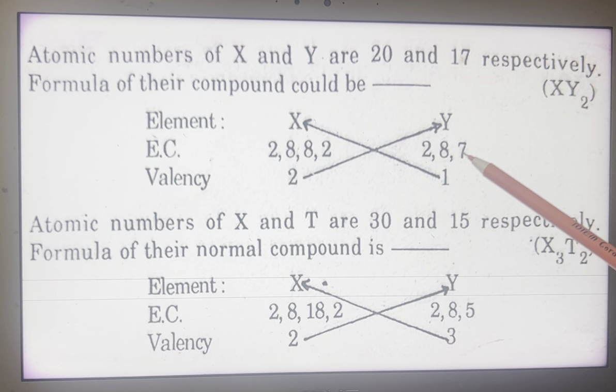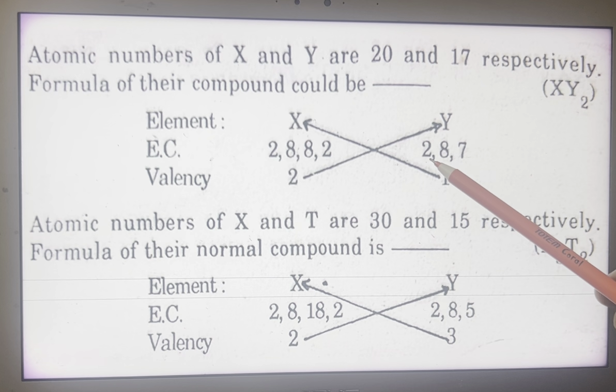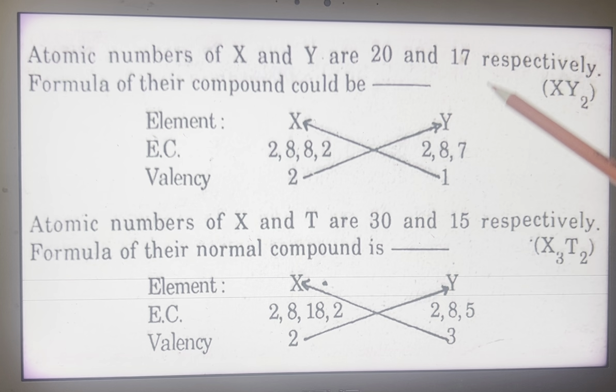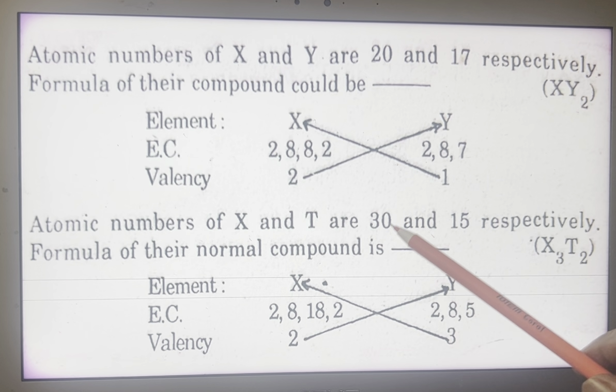For this 17, it is 1s2, 2s2 2p6, 8, 3s2 3p5, 7, but it is more than 4, so 7 minus 8 will be the valency. 7 minus 8 is equal to minus 1. You leave the minus, so 1 is the valency. On crisscrossing, X1, Y2, that is XY2. XY2 is the answer.